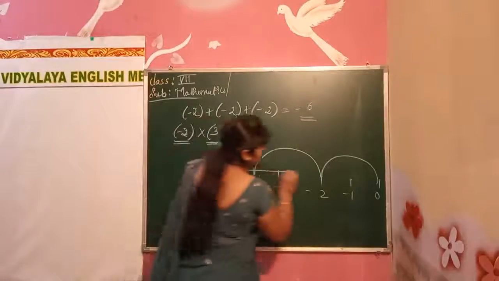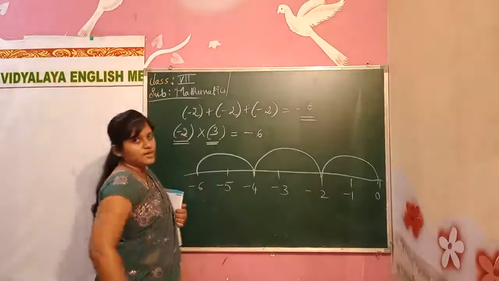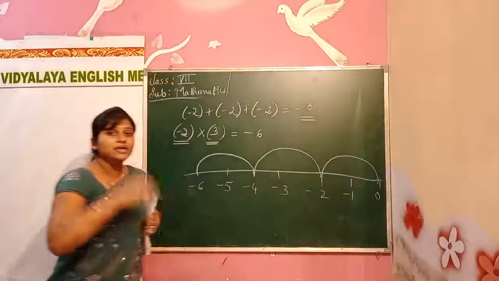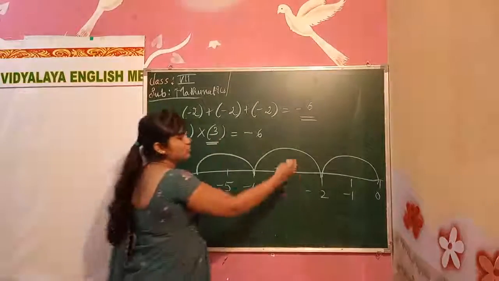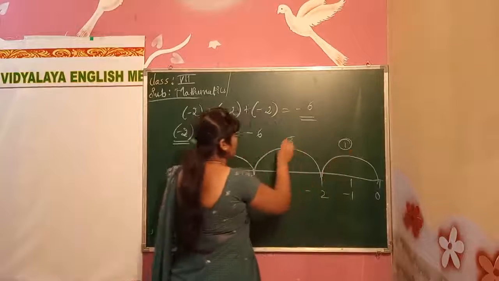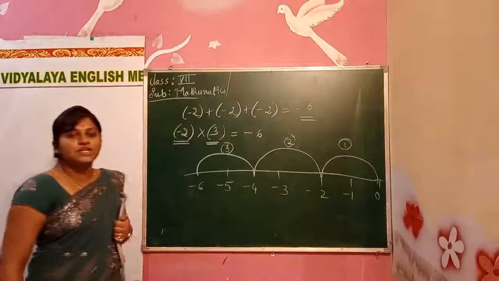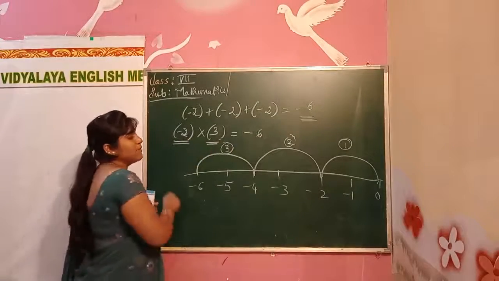Go and see on the number line only. How many times do we have to jump? 2 numbers jump, but how many jumps do we have to make? 3 jumps. 1, 2 and 3. This is the multiplication of integers on the number line.